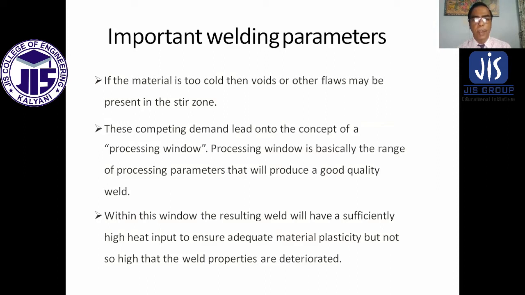This competing demand leads to the concept of a processing window. The processing window is basically the range of processing parameters that will produce a good quality weld. Within this window, the resulting weld will have a sufficiently high heat input to ensure adequate material plasticity, but not so high that weld properties are deteriorated.